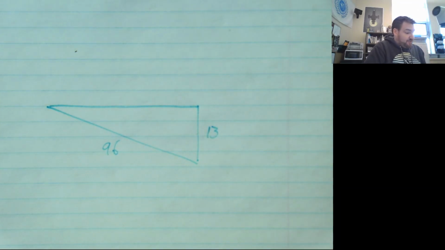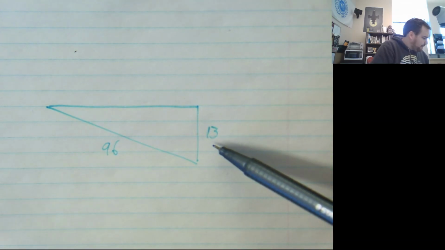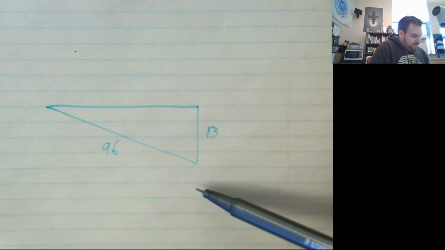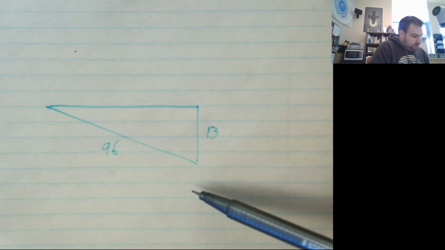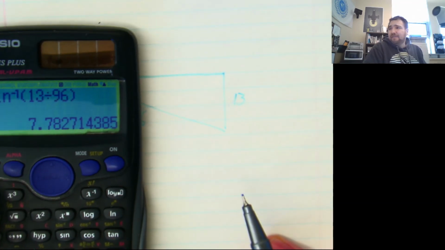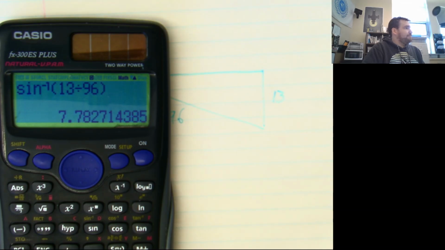You know what? Maybe my answer is wrong. I don't think it is, but we're using sine again because it's opposite over hypotenuse. So it should be the sine inverse of 13 over 96. It should look like that, whatever you're punching into your calculator. If that's what you punched into your calculator, then you need to double check what mode you're in.